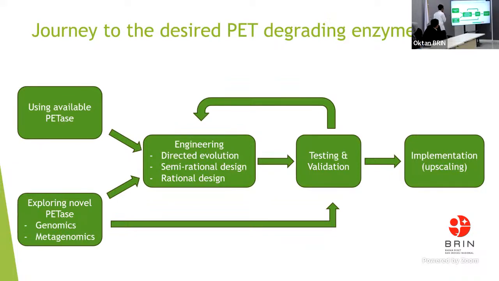But if it's still not promising enough, we repeat the engineering process until we get what we desire. The second one is exploring novel enzymes by genomics or metagenomics, because the majority of bacteria are unculturable, so we still have many places to look, probably thermophilic environments, and do testing, or we could do engineering first, and then the same cycle until we get the best possible enzyme for upscaling.